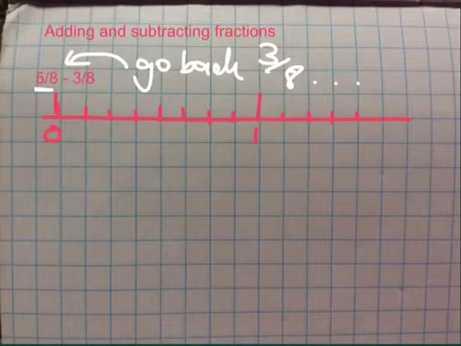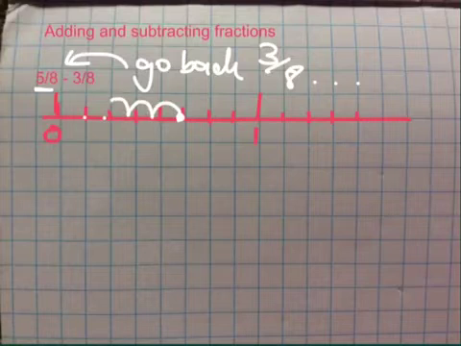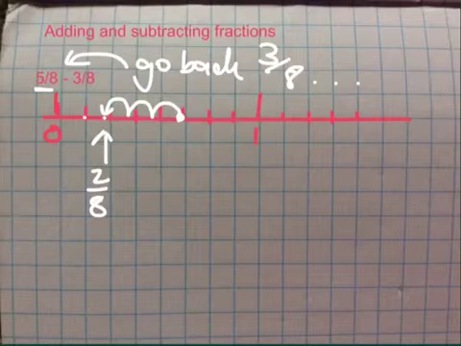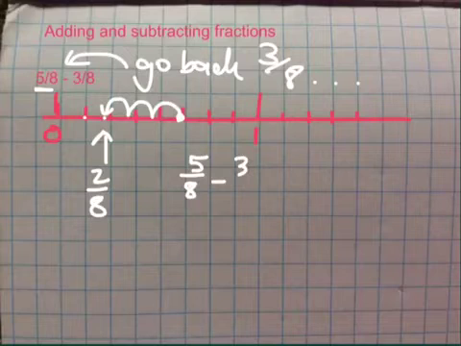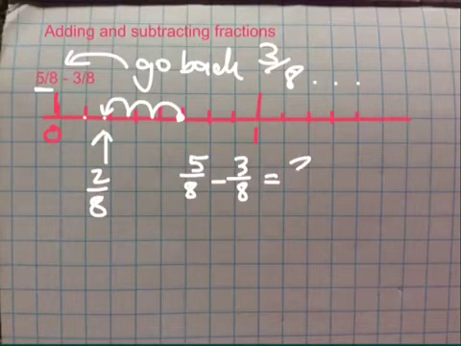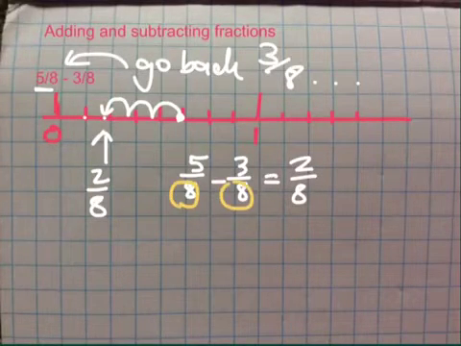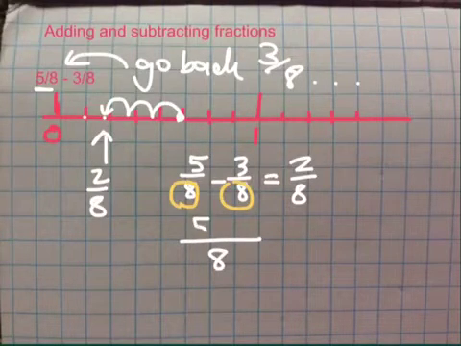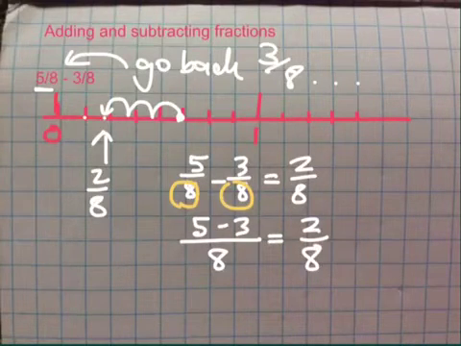So we're starting at 5/8, 1, 2, 3, 4, 5/8, and we go back 3/8, 1, 2, 3, and where do we end up? We end up at 2/8. Therefore, 5/8, go back 3/8, leaves us at 2/8. And you can see what's happened here. We have the same size fraction, they're both eighths, and 5/8 take away the 3/8 is going to give us 2/8.